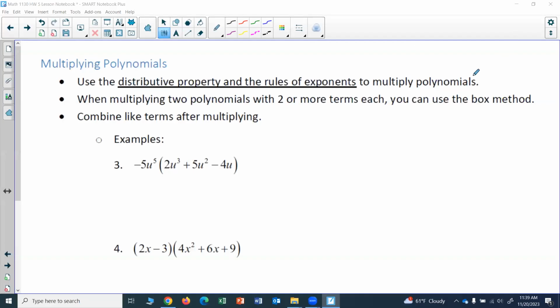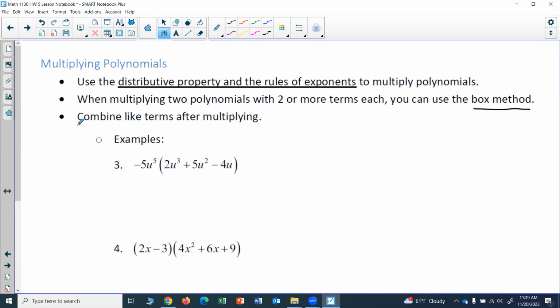This video is about multiplying polynomials. To multiply polynomials, we can use the distributive property and the rules of exponents in order to multiply. When multiplying two polynomials with two or more terms each, you can use what we call the box method, and I will show you how that works in some examples.